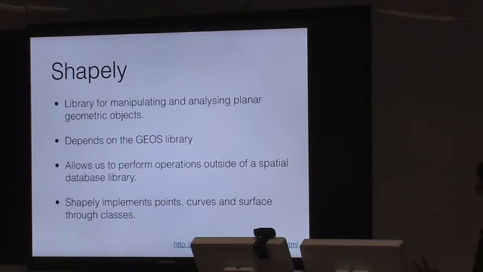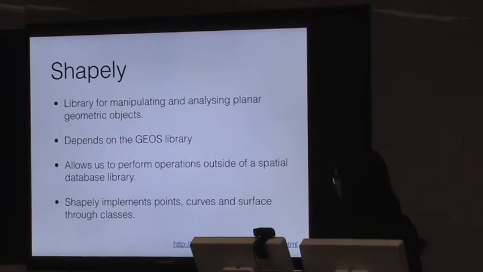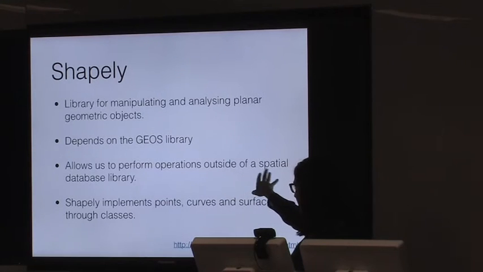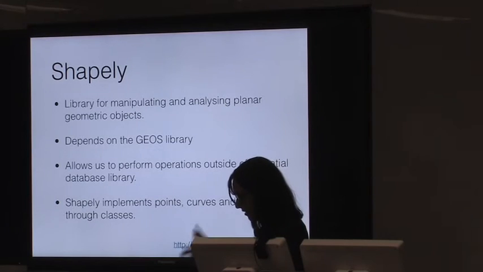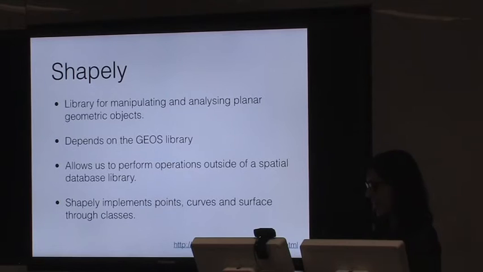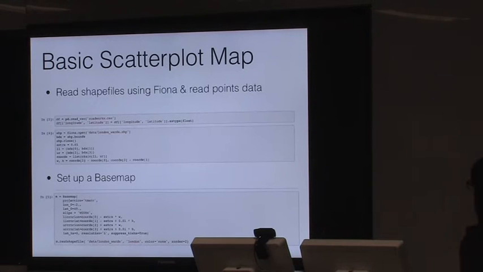Once you've read your data with Fiona, you'll use Shapely. This is a library for manipulating and analyzing planar geometric objects. It depends on the GEOS library, so it allows you to perform operations outside of a spatial database. You don't need to go to a PostGIS database, write your queries there and get the information, but you can do it all within Python. Shapely implements points, curves, and surfaces through classes. The documentation is really nice, so you can go and have a look.